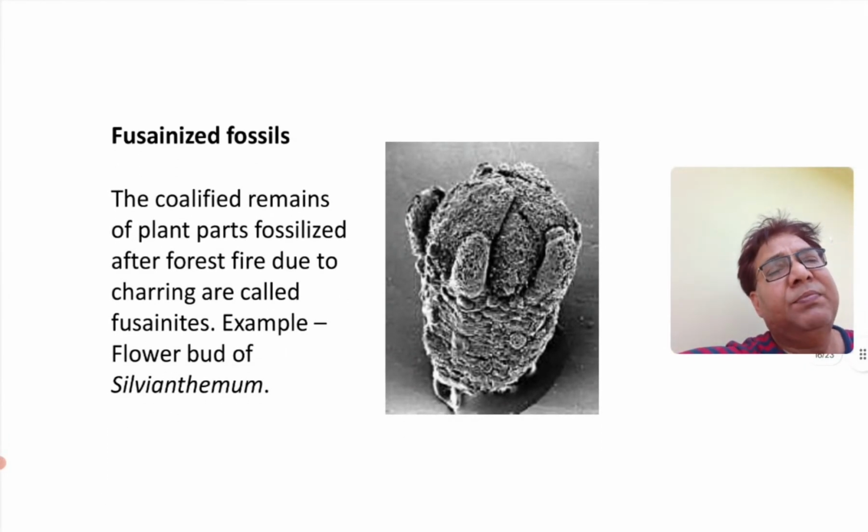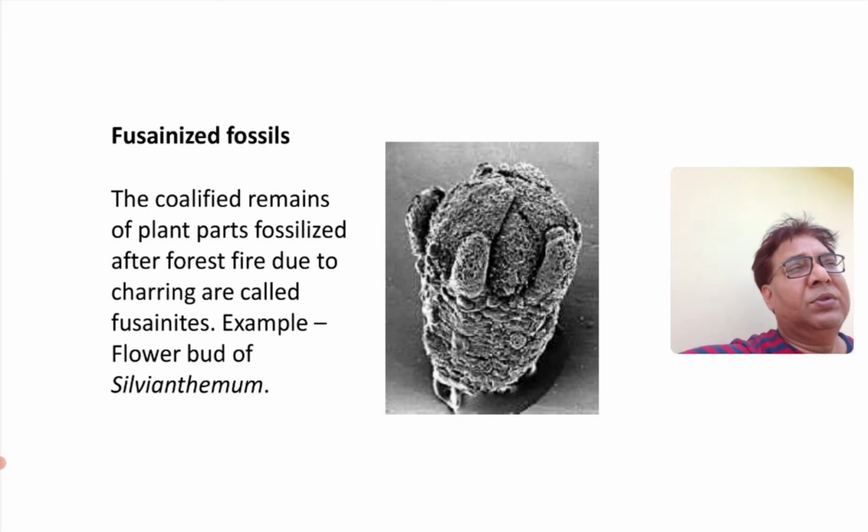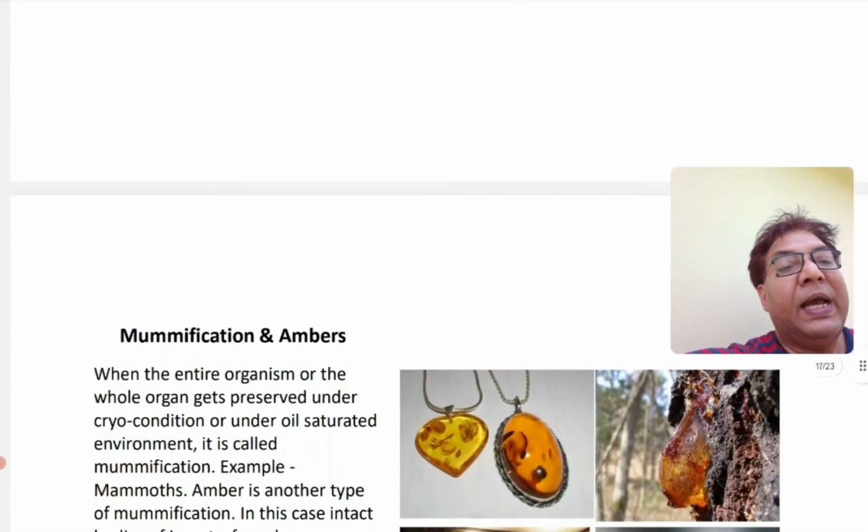Fusionized fossil is due to the forest fire. Sometimes due to forest fire, some small parts like flower buds or fruits might get charred, and they will be preserved as they are because there is no living material left over there. It immediately dies, but the shape of the material sometimes gets preserved as it is with some modification. Here is a picture of a flower bud of Sylvianthemum. It was formed by charring in the forest due to forest fire. So this is one example of fusionized fossil.